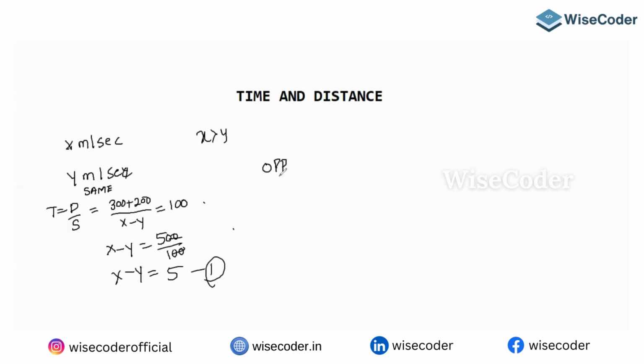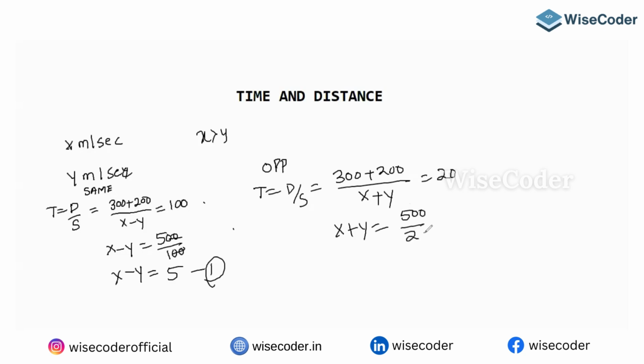When they are moving in the opposite direction, time is distance by speed. What is the distance, guys? Add, so 300 plus 200. In the opposite direction you have to write x plus y, and how much time is it taking? 20 seconds. So x plus y is equal to 500 divided by 20. Two zeros get cancelled, so you get 25. So x plus y is equal to 25. This is equation 2.